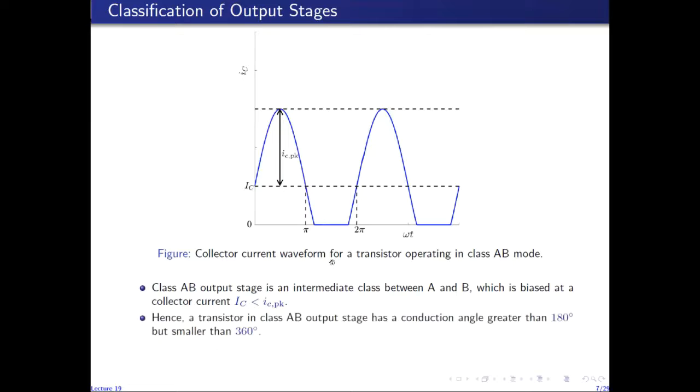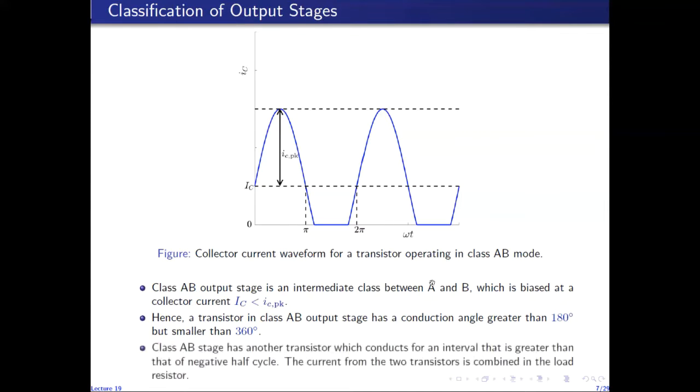So a transistor operating in class AB mode has a conduction angle which is greater than 180 degrees, but smaller than 360 degrees. Its conduction angle is in between the conduction angles for class A and class B amplifiers. It is smaller than the conduction angle of a transistor in class A mode, but greater than the conduction angle of a transistor operating in class B mode. That is why these amplifier stages are called class AB amplifiers.